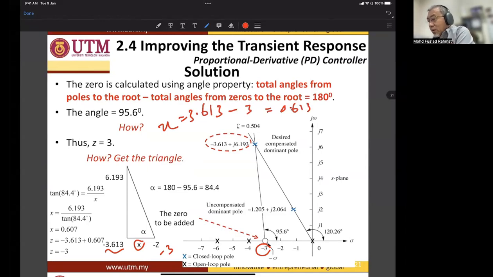The length of this part is 6.193. So x is equal to 6.193 divided by tangent 84.4 degrees. Tangent 84.4 degrees, x is equal to 0.607. That's why z is equal to minus 3.613 plus 0.607. So that's why you get the minus 3 value.